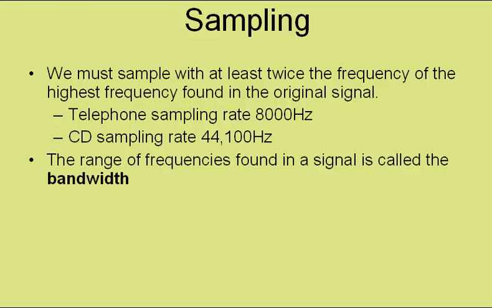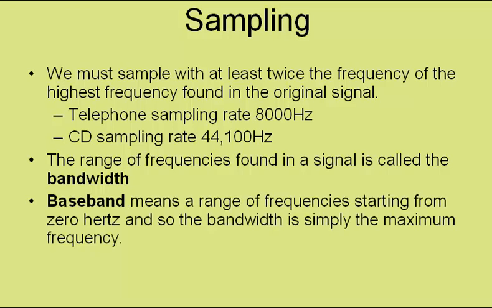The range of frequencies found in a signal is called the bandwidth, and if we're taking frequencies from 0, this is then called the baseband. And therefore, in that case, the maximum frequency and the bandwidth amount to the same thing.